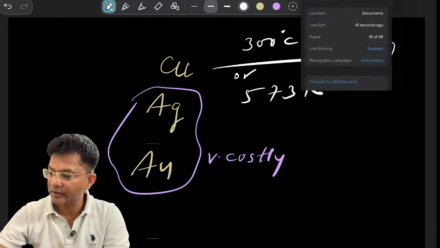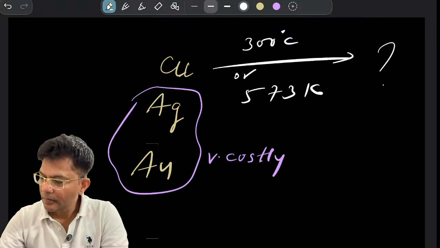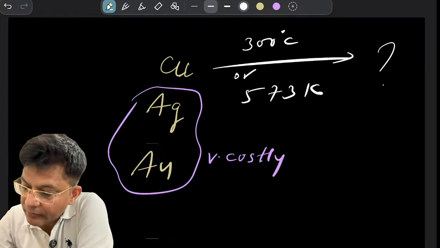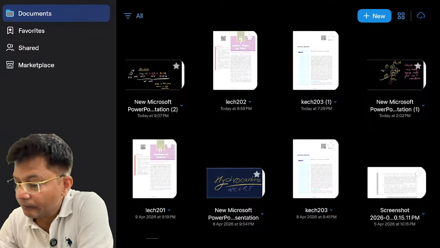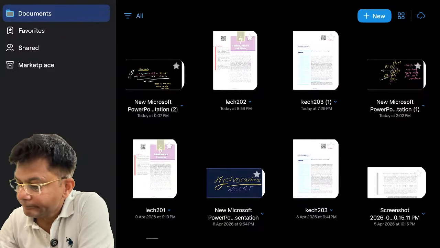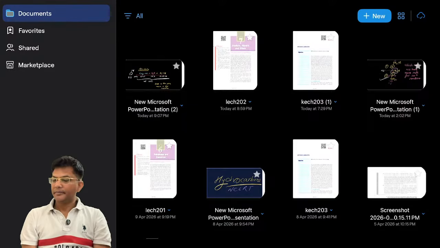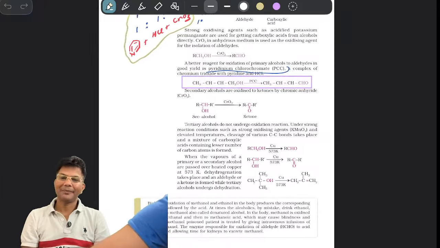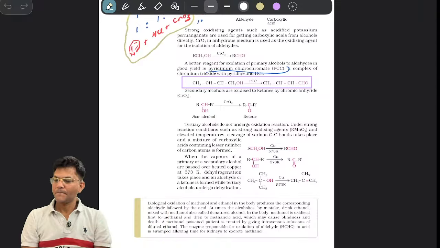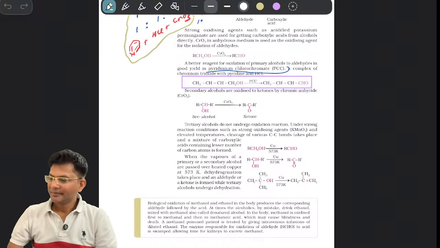Now let me come back to the NCERT. I don't know where the NCERT has gone, how to get it. My team, please help. It's gone somewhere. Yeah, thank you. My team is always helping kids.